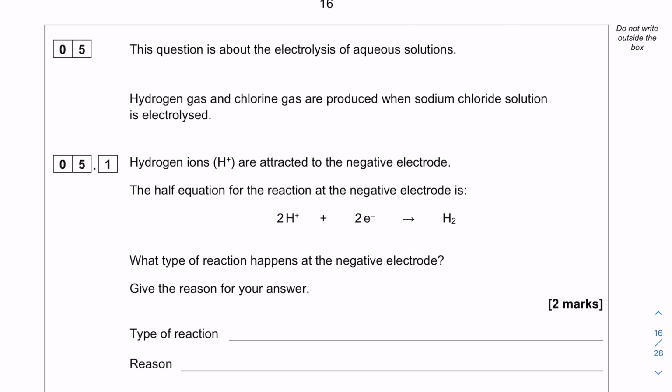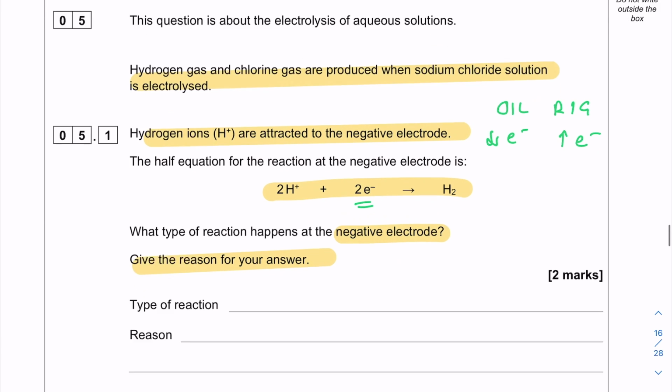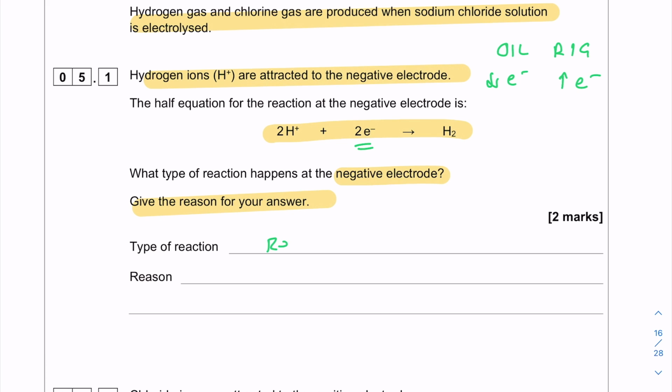This question is about the electrolysis of aqueous solutions. Hydrogen gas and chlorine gas are produced when sodium chloride solution is electrolyzed. Hydrogen ions are attracted to the negative electrode. The half equation for this reaction is this. What type of reaction happens at the negative electrode? Give a reason for your answer. So they're asking basically, is it oxidation or reduction? Remember, OIL RIG tells you that oxidation is loss of electrons, whereas reduction is gain of electrons. So what's happening here, we're getting electrons gained, which means it's reduction, and just point out why.